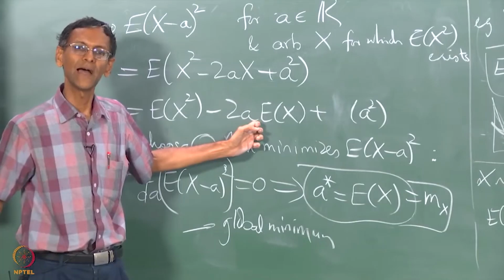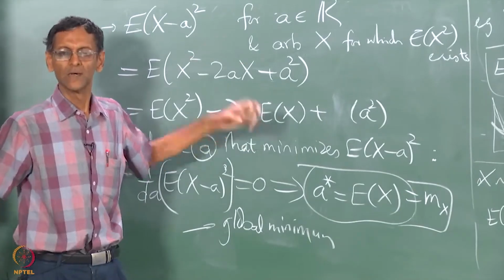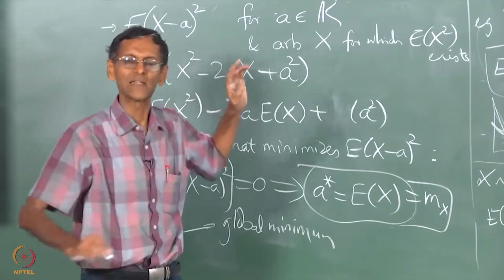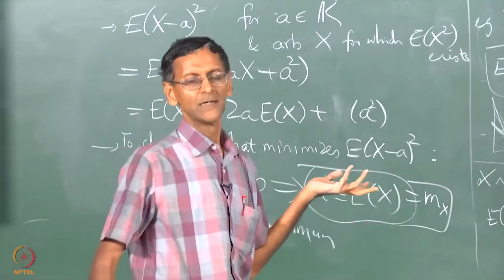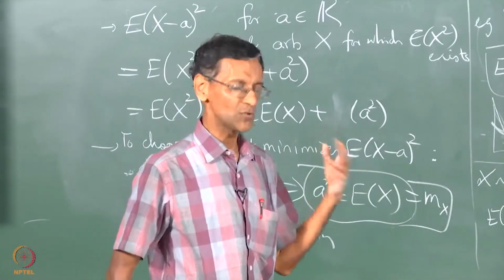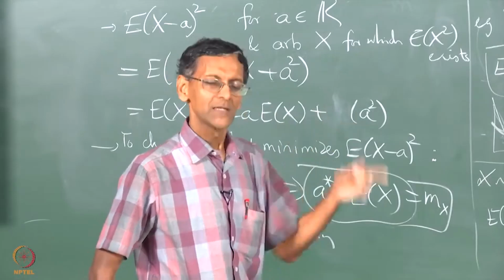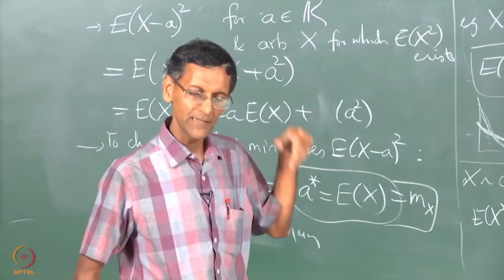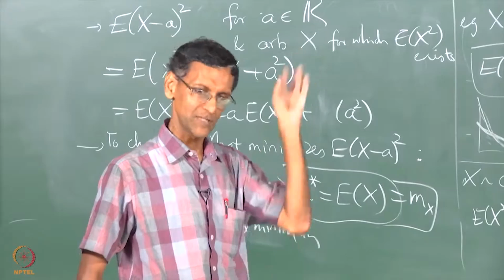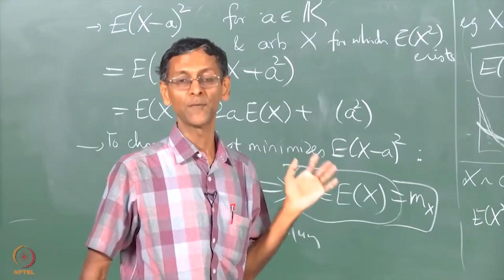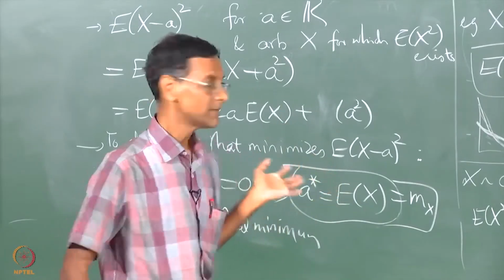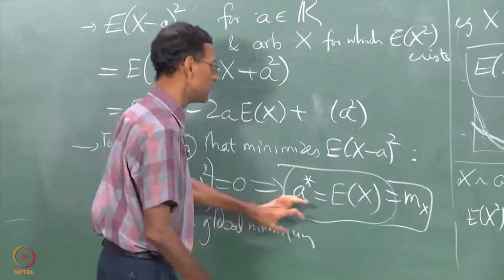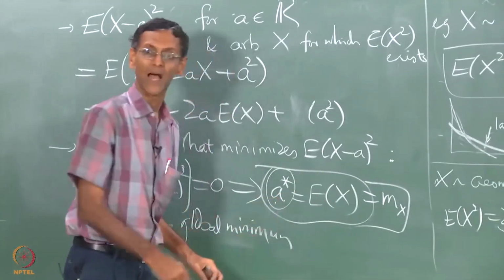Every parabola, if it is a proper parabola, a convex U parabola, not the one that is the other way around, has a minimum and not a maximum. So this is a global minimum, and it is achieved at a star, which is m.